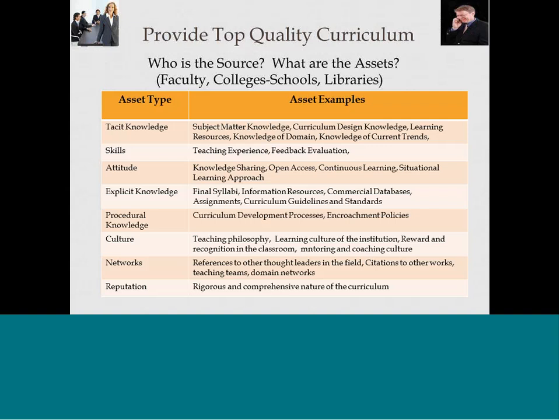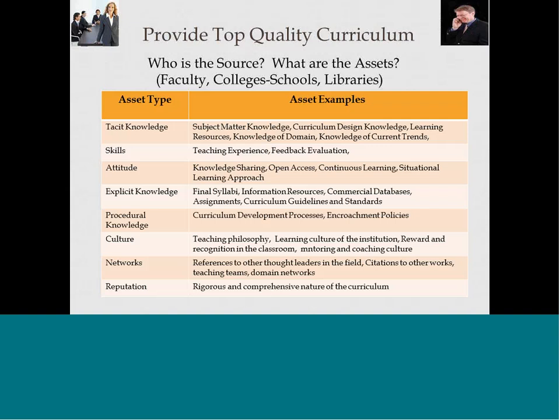In terms of attitude, we need knowledge sharing attitudes. We need attitudes that are oriented towards open access and continuous learning, situational learning. In terms of explicit knowledge, we need final syllabi. We need the informational resources that they reference. We need access to commercial databases, to assignment design, curriculum guidelines and standards. All of these may have a tangible form, but they represent significant intellectual capital assets.